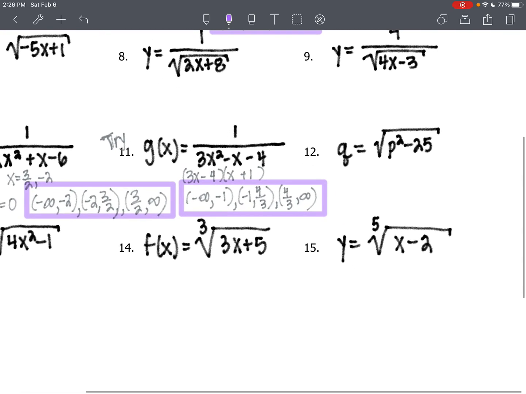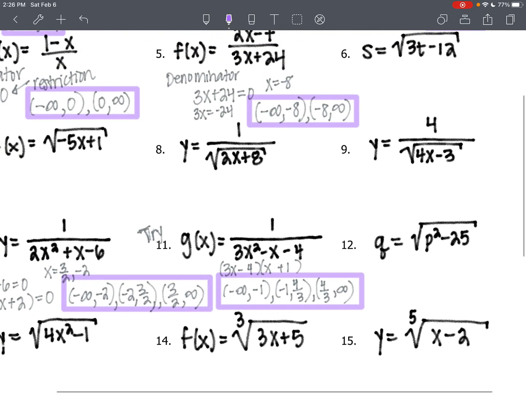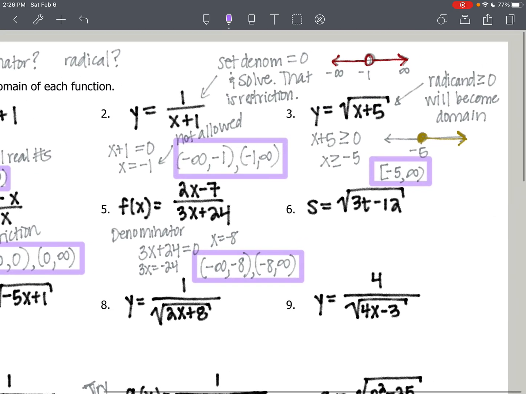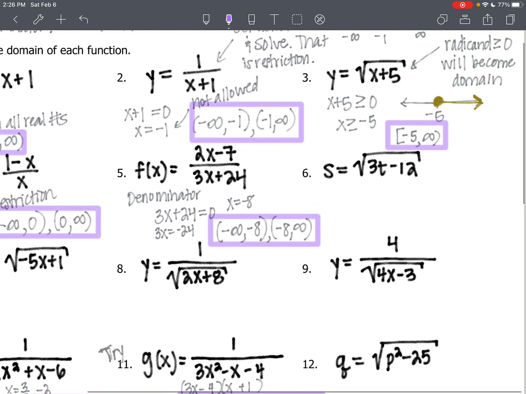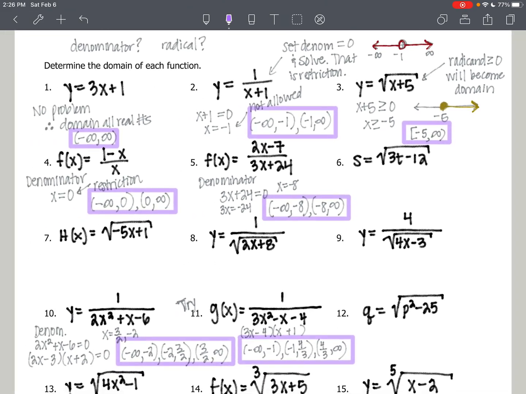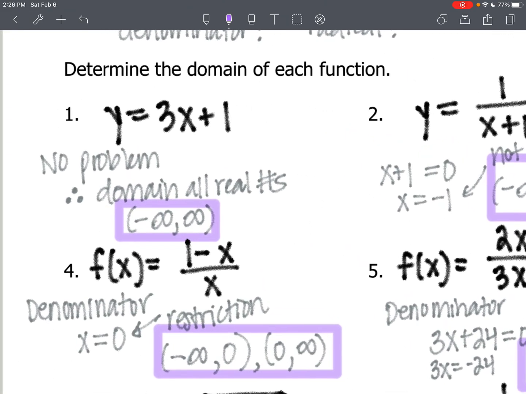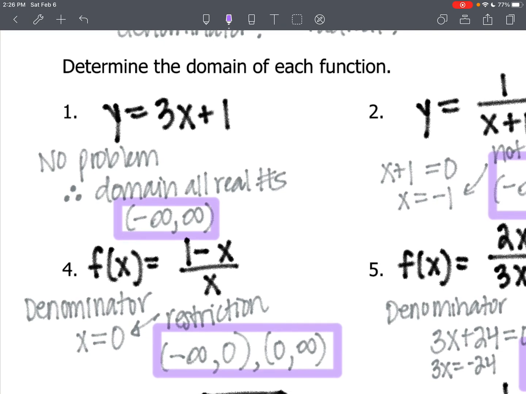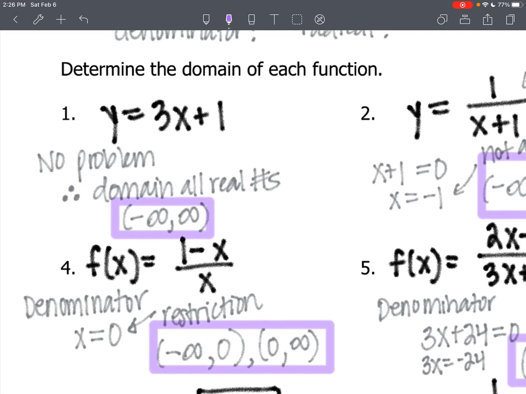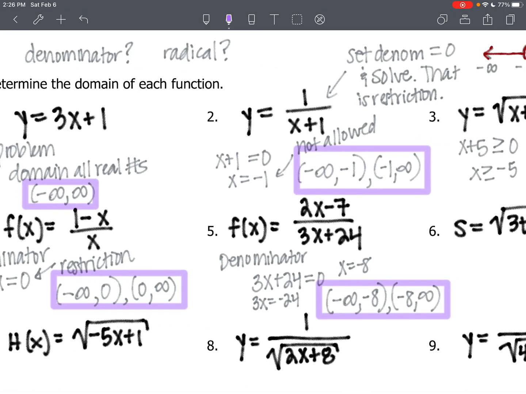And it looks like the rest are radicals. So let's go back up to the top, number 6, and let's talk about that radical. So number 1, 2, and 3 were our basic examples. Number 1 was no problem. No denominator, no radical, no problem. Negative infinity to positive infinity is our domain.